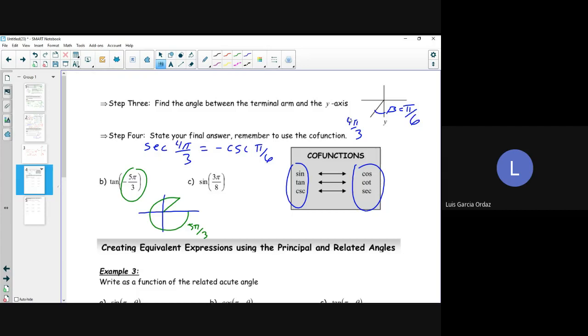From quadrant 4 all the way to quadrant 1, it is 5 pi over 3. What would our correlated acute angle be? Pi over 6. So what cofunction is tan associated with? Cotangent. So tan of negative 5 pi over 3 is equal to cotangent of pi over 6, because our correlated angle lands in quadrant 1. Oh, that's why there's no negative.